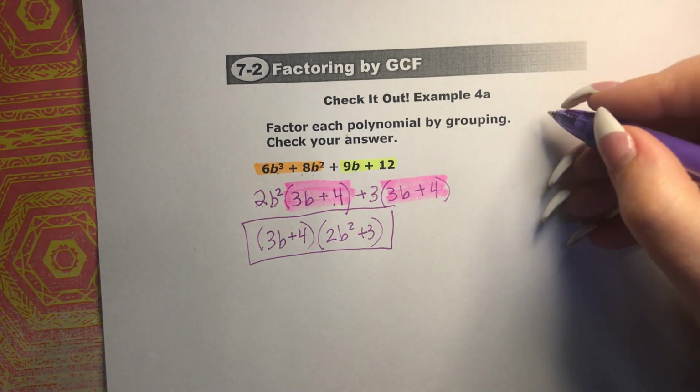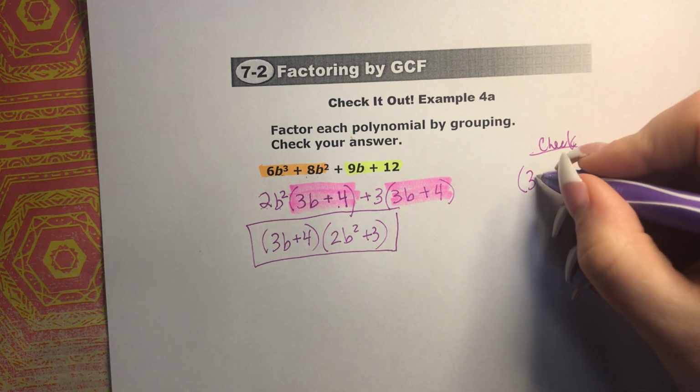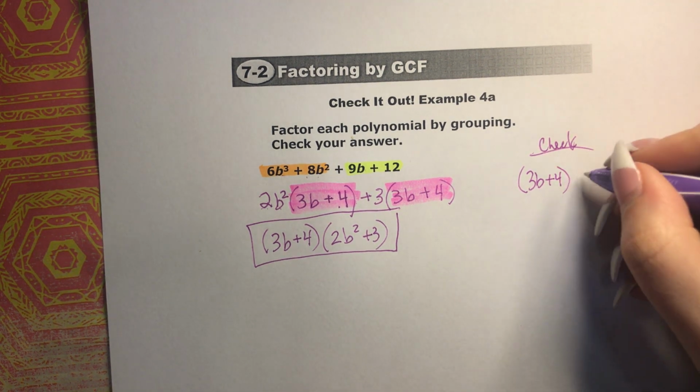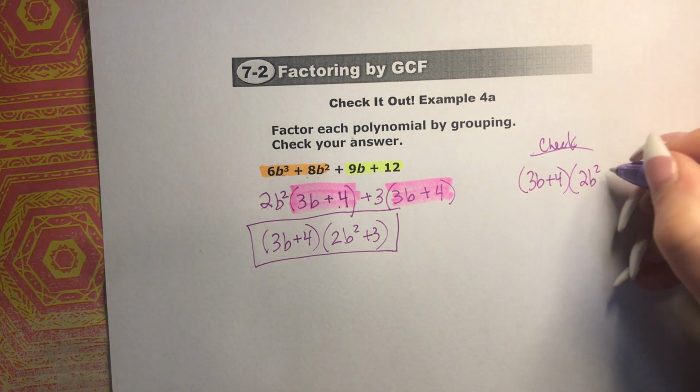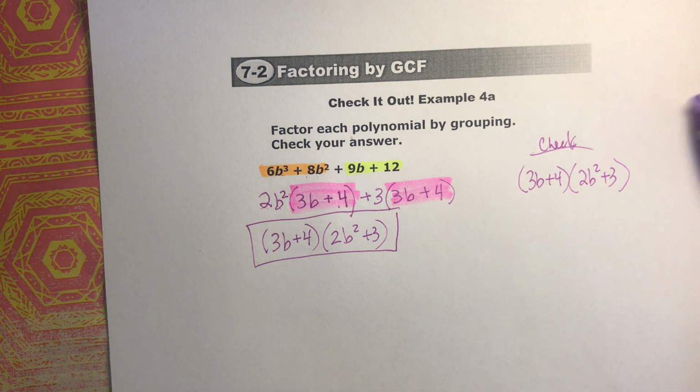But we have to check it, right? So we're going to go over here. We're going to check it. 3b plus 4. Okay, so let's start here.